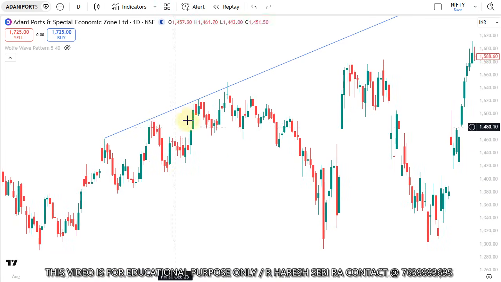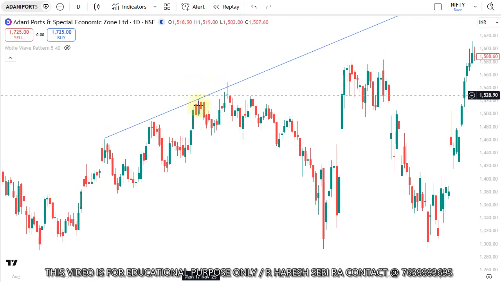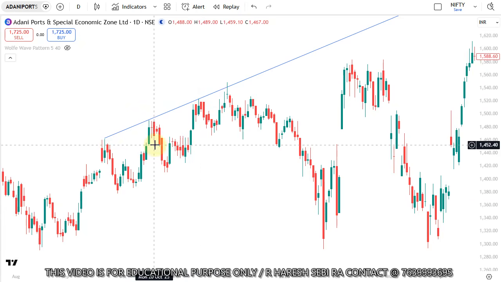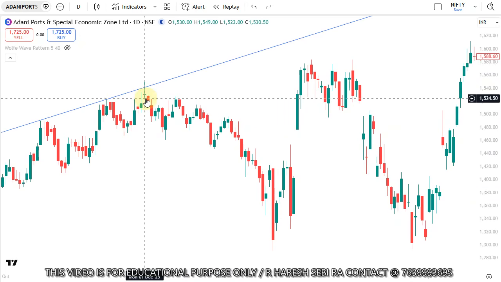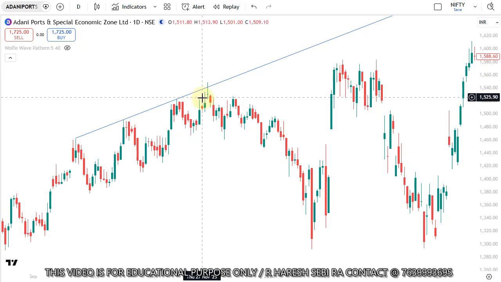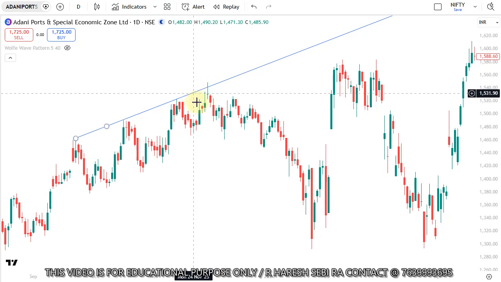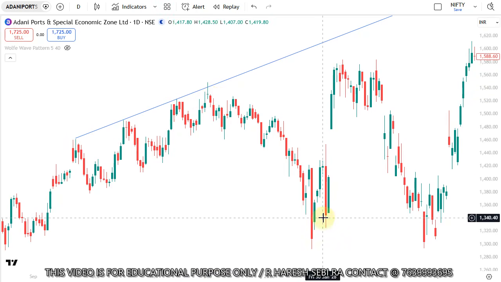is high 2, this is high 3. So here the high 3 is not breaching above the trend line, so there is no Wolfe wave. Then this setup is ignored. Again recount. This is high 1, this is high 2, this is high 3. Here see the candle has breached the trend line. Whenever the third high, that is the third higher high, is breaching the trend line, there the Wolfe wave pattern is established. See here, immediately it is closing below and we got a sell reversal.